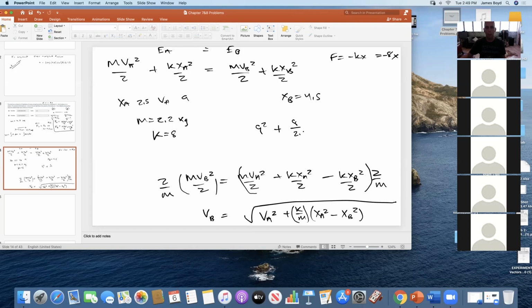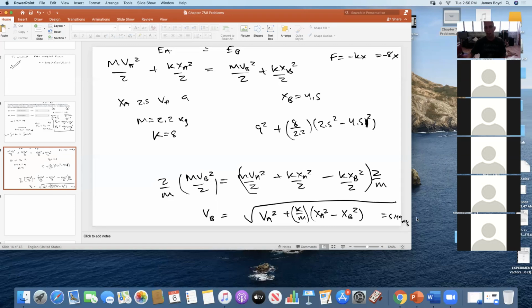So 8 over 2.2 times 2.5 squared minus 4.5 squared. Sorry, put that in the parentheses. If I get that, I get 81, that's 9 squared, plus 8 divided by 2.2 times 2.5 times 2.5 minus 4.5 times 4.5. And I get 30, take the square root of this answer, and I get 5.49.